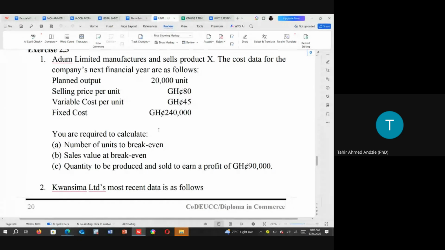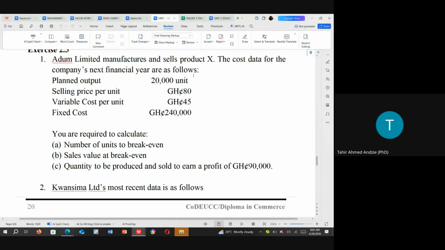240,000 divided by 0.4375. It will give us the same answer, that is 548,571. Right. So that is it.